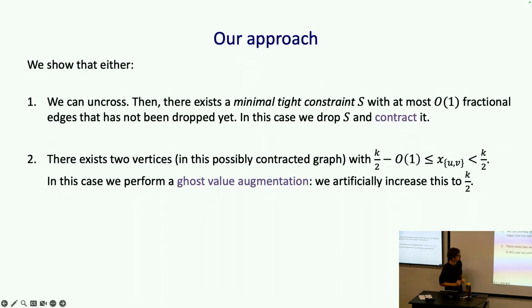In the second case, we're going to show that if you cannot uncross, there actually exists two vertices in this possibly contracted graph that have very close to k over 2 edges going between them. So between like k over 2 minus 10 and k over 2, but strictly less than k over 2. So I have these two vertices that are very, very well connected. In this case, we're going to perform our spooky thing. We're going to do a ghost value augmentation and just tell the LP that the value of this edge is k over 2.